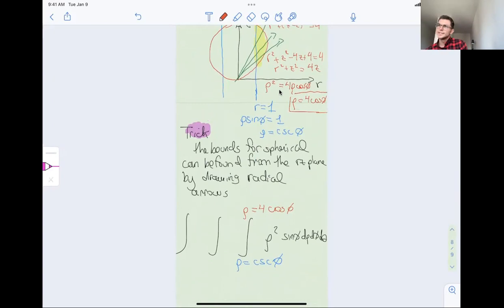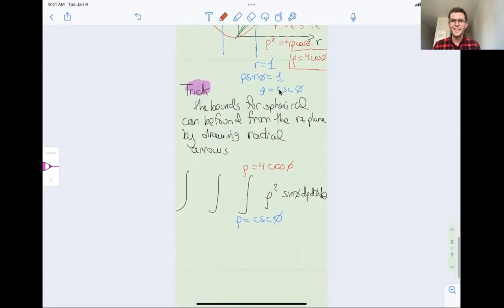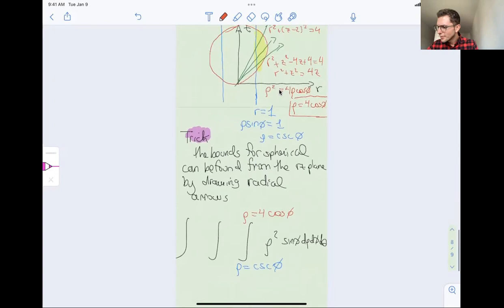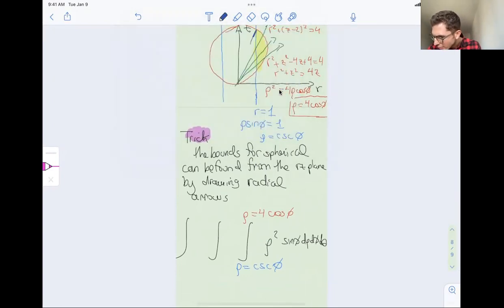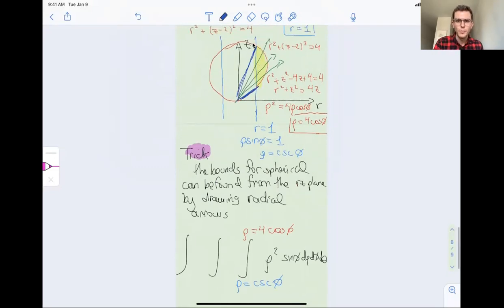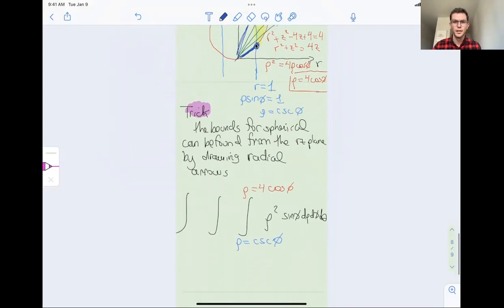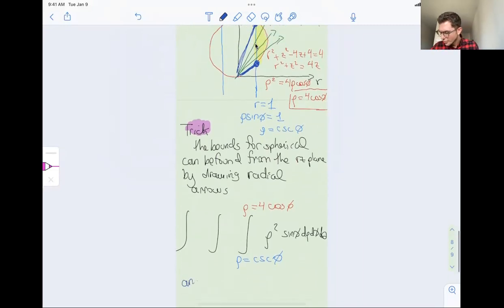Yeah, let's see. Now, do you see the angles? We need to find this angle, right? And we need to find this other angle. Those are the bounds for phi, right? Phi starts at this place and it ends at this place. So it's where the circle meets the lines, right? The angles are found where the intersection occurs.